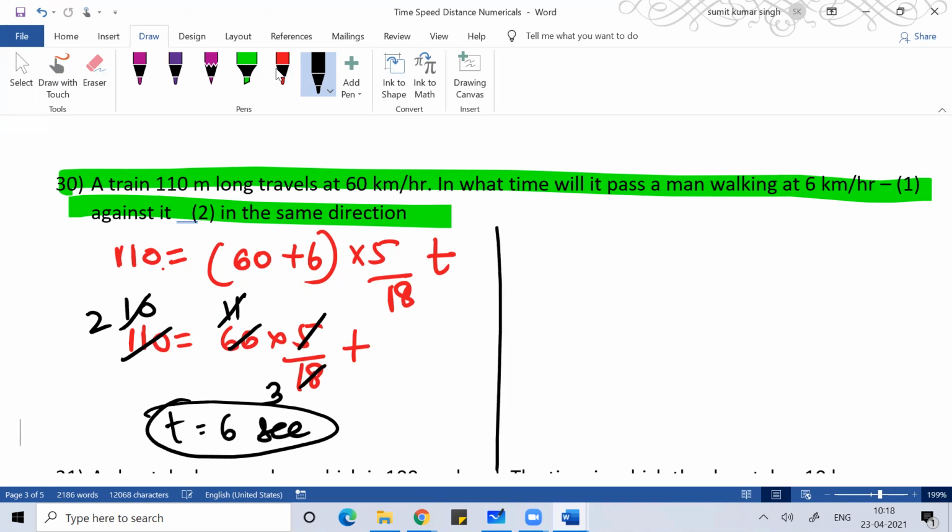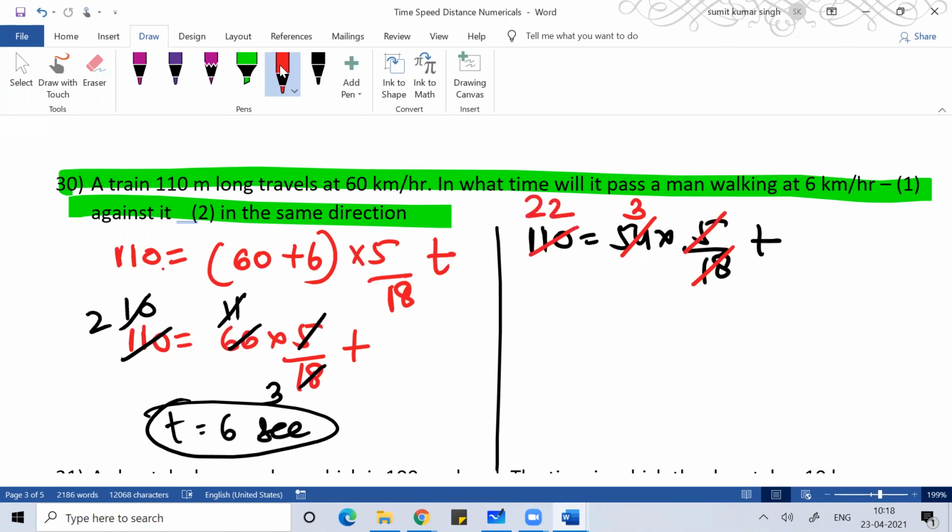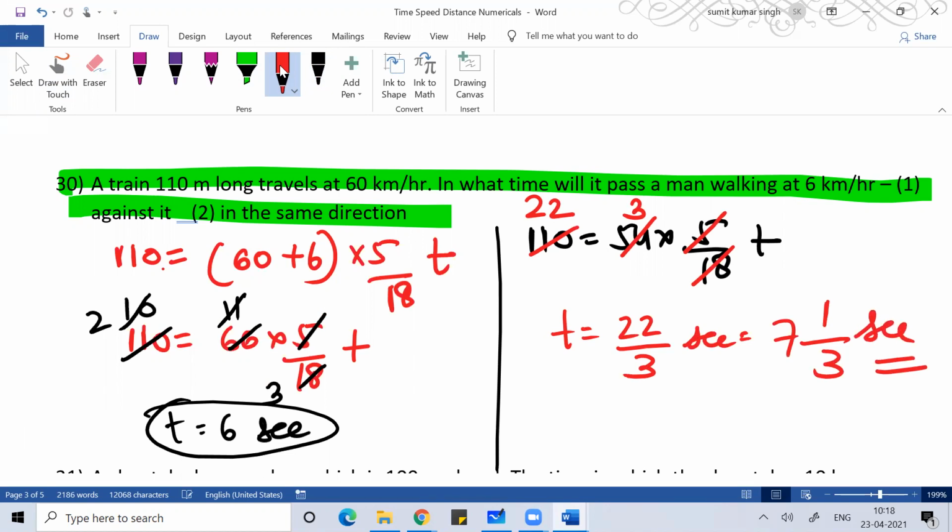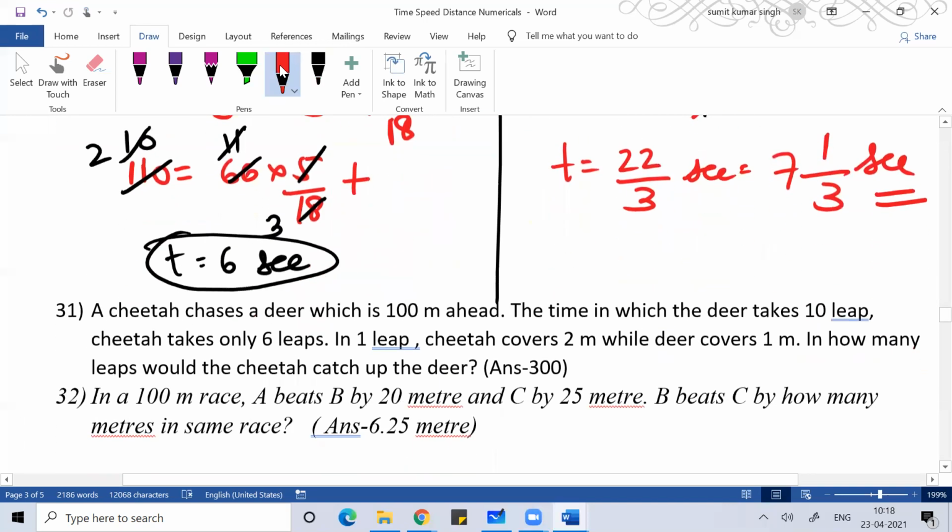Then the second equation, again 110. Now they're moving in the same direction. Relative speed will be 60 minus 6, which means 54 kilometer per hour, into 5 by 18 into t. So this you can solve. This is 18 threes, so this is equal to 22. So the time would be 22 by 3 seconds, or 7 1 by 3 seconds. Simple problem. I hope you understood this.